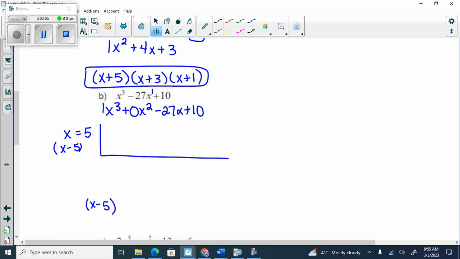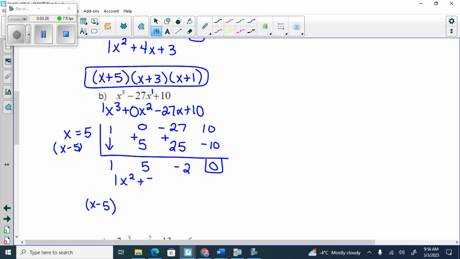So now I have 1, 0, negative 27, and 10. Drop the 1. I get 5 times 1 is 5. Add it, 5. 5 times 5 is 25. Add it, negative 2. 5 times negative 2 is negative 10. Add it is 0. So I get 1x squared plus 5x minus 2.